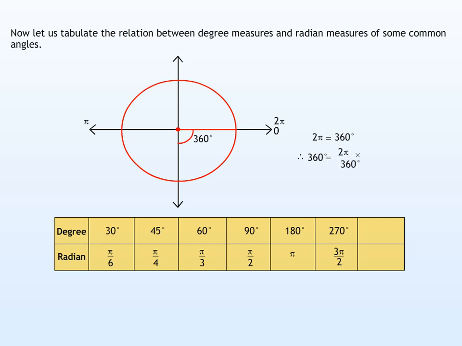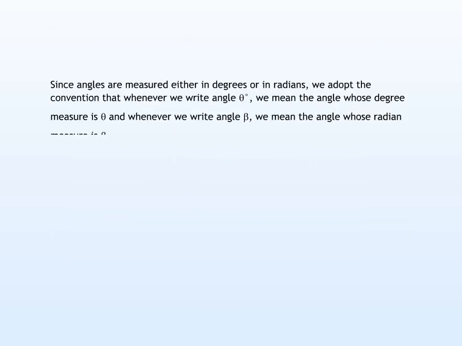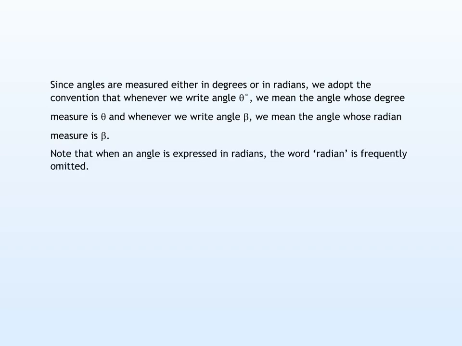360 degrees is equal to 2 pi. Since angles are measured either in degrees or in radians, we adopt the convention that whenever we write angle theta degrees, we mean the angle whose degree measure is theta. And whenever we write angle beta, we mean the angle whose radian measure is beta. Note that when an angle is expressed in radians, the word radian is frequently omitted.